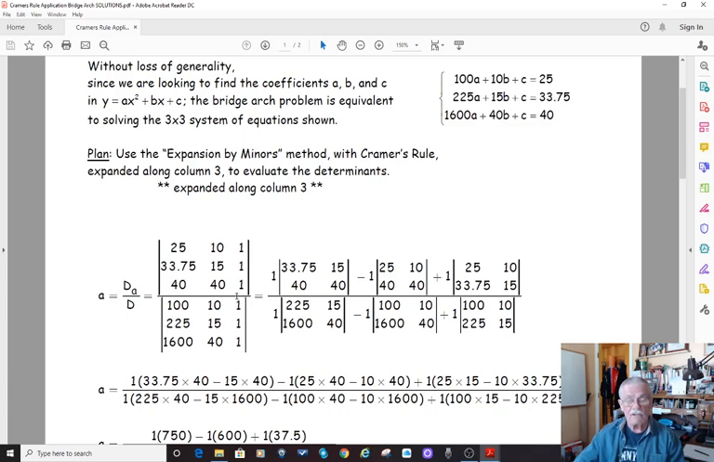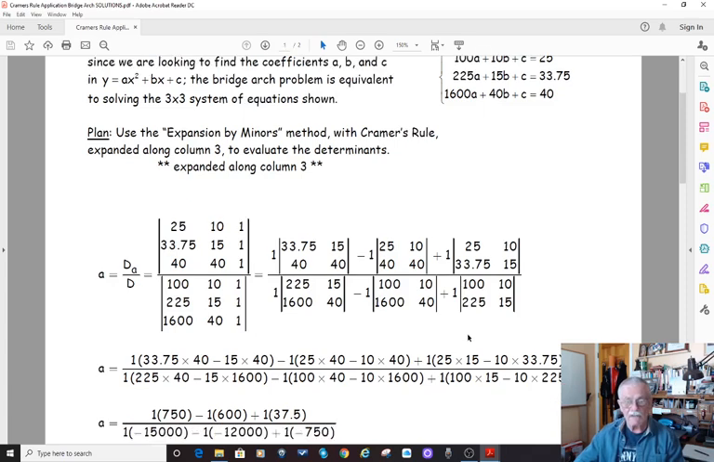Okay, so this is a 1. I'm deleting the elements along this row and this column. I get 225, 15, and 1600, 40, and 40. Now if I'm working on the minor of this element, I delete those, and I get 100, 10, 1600, 40, as you can see. And when I get down here, I'm deleting these elements, and I'm left with 100, 10, 225, and 15. Then I work those out, and that would take us to the next line.